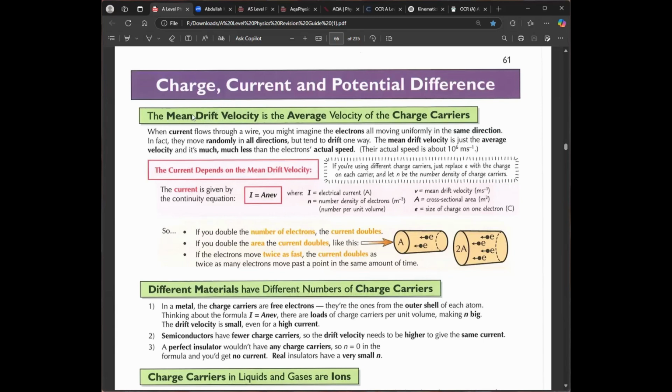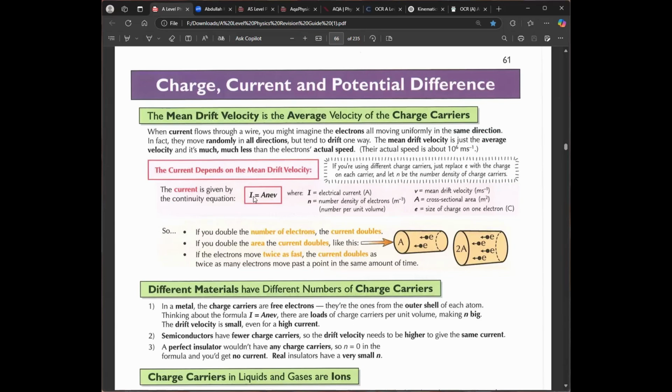The definition here is the mean drift velocity is the average velocity of the charge carrier. So average velocity, because it has random motion as well in other directions other than the flow of current, but we don't count that. We're just going to assume that it goes straight from one terminal of the battery to the other. So that is mean drift velocity. The mean drift velocity is the average velocity of the charge carriers.